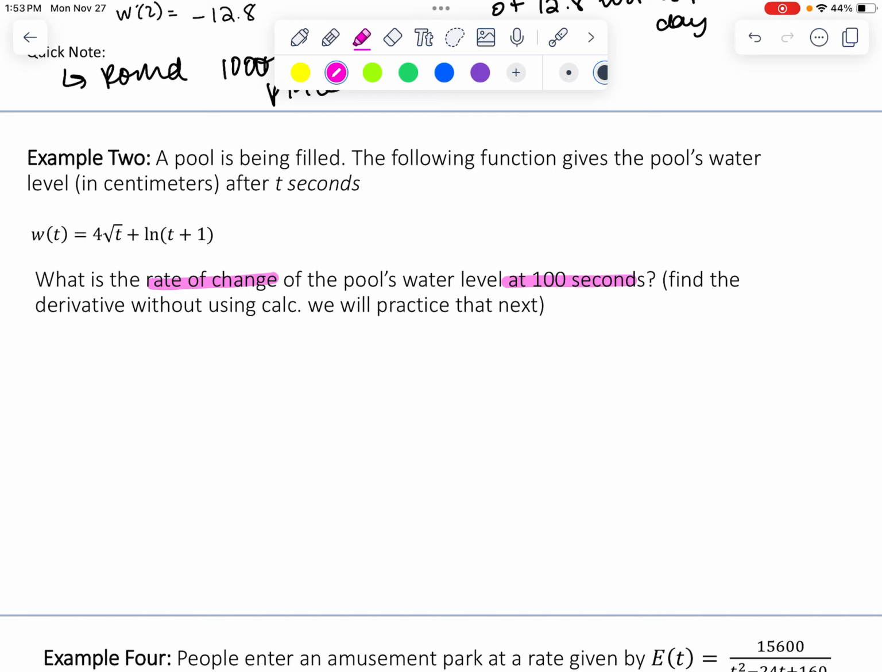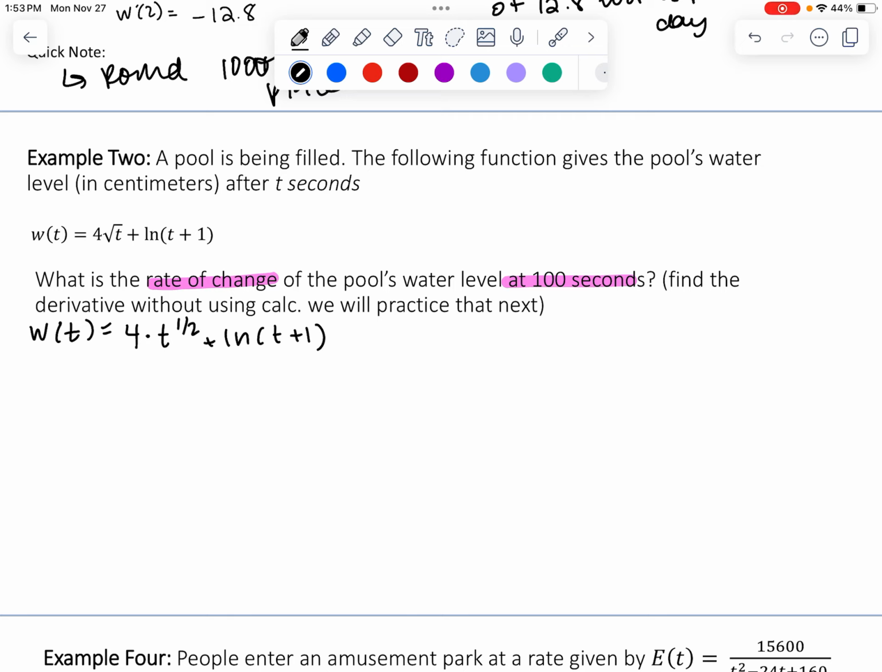The fact that it says rate of change at a specific place tells me that I'm using the derivative. You can find the derivative using the calculator, but we're not going to do that yet. So I'm going to just find the derivative of W of t, but I'm going to rewrite it real quick because it's not ready for you to take the derivative of it. I'm going to rewrite the square root of t as t to the 1/2 power, and everything else gets to stay the same.